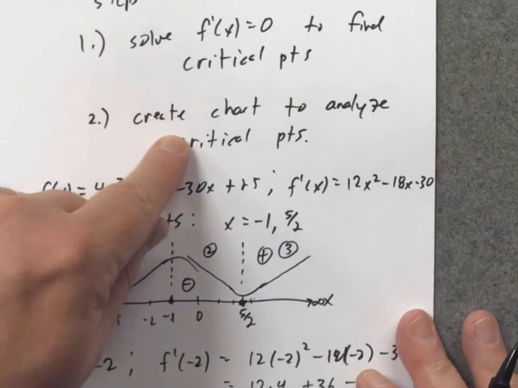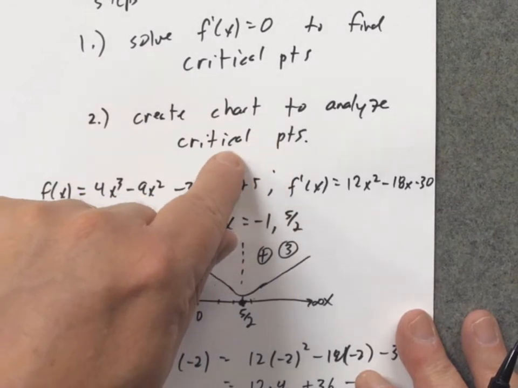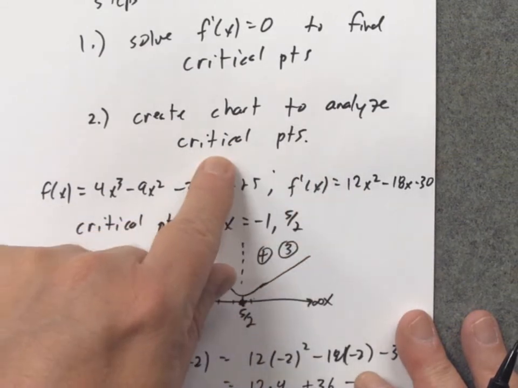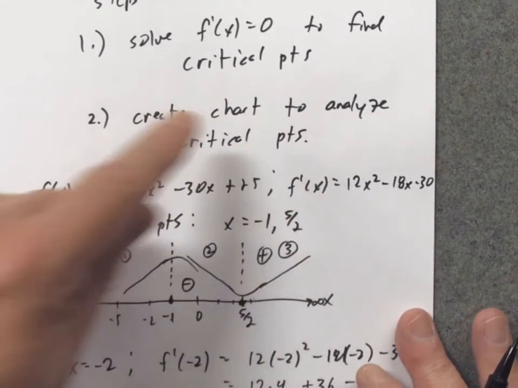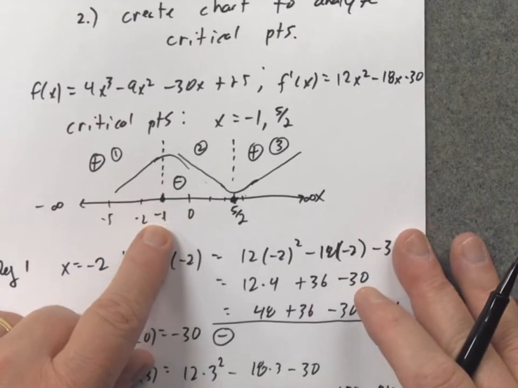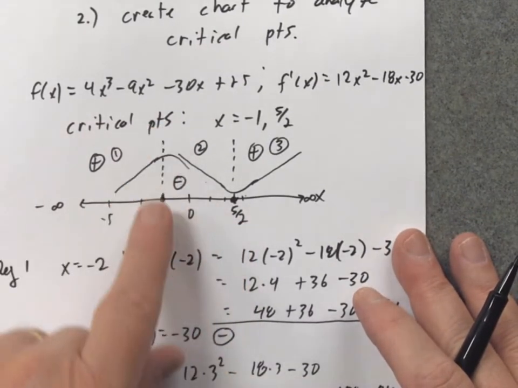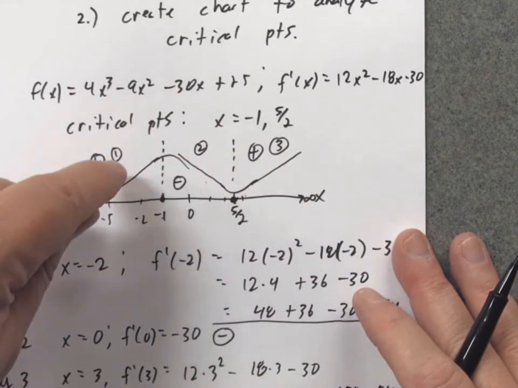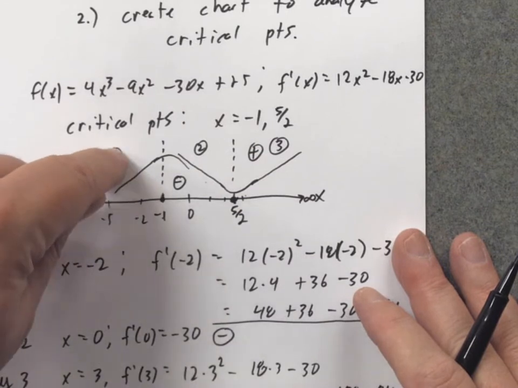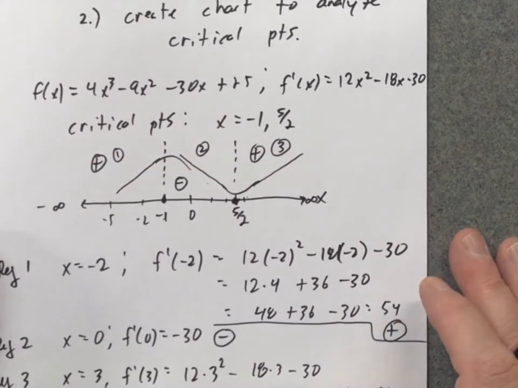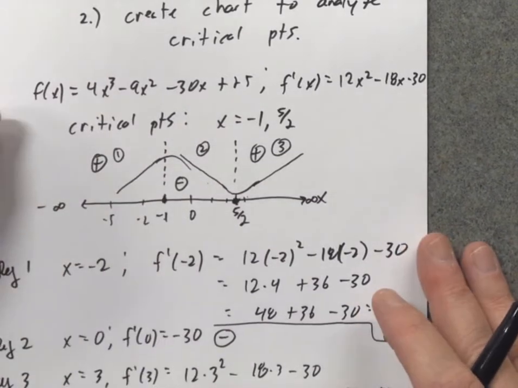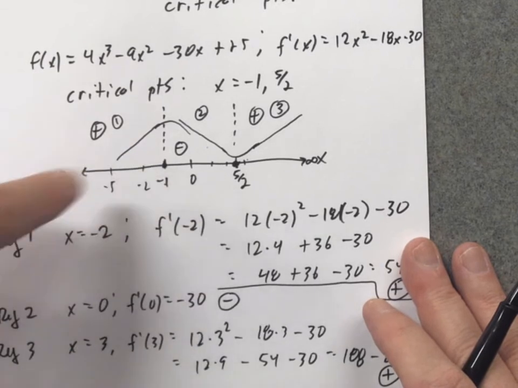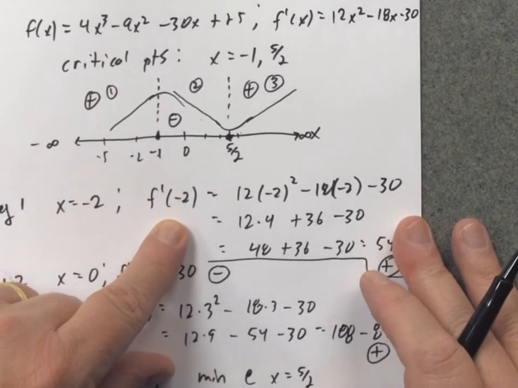Well, you create this chart, and what we're really doing is analyzing what's going on at the critical points, or really looking at what's going on either side of the critical points. So we do this little chart here where we mark our critical points, which breaks it up into regions. And then you look at each region and figure out, what's the first derivative in each of these regions? Is it positive or negative? It's not going to change inside the region. So we grabbed one value of x in each region and calculated the first derivative.